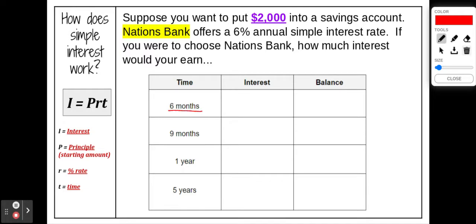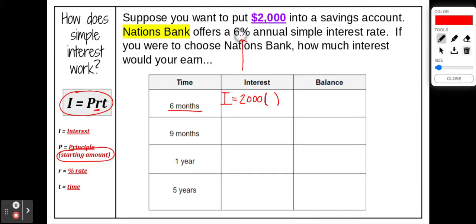Now remember, the interest formula right over here, interest equals principal times rate times time. So to find the interest, that little bit of extra money that the bank is going to pay us, I want to take the principal, and remember, principal is our starting amount, and that's $2,000. And I want to multiply it by the interest rate. And the interest rate is going to be given to us as a percentage. But I want that percentage to be written as a decimal when I put it into the formula.